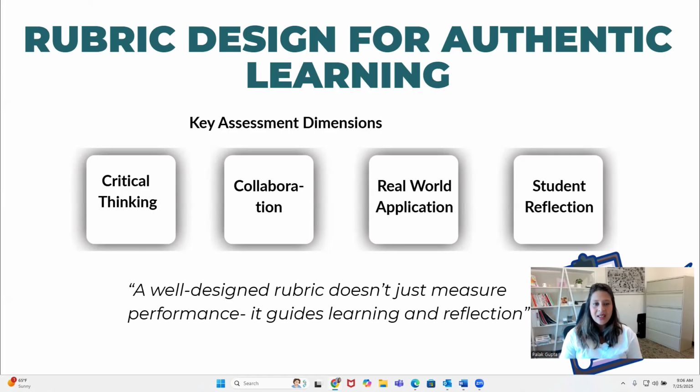This is a quote which I found: a well designed rubric doesn't just measure performance, it guides our learning and reflection. So we should use our rubric to enhance our educational practices.